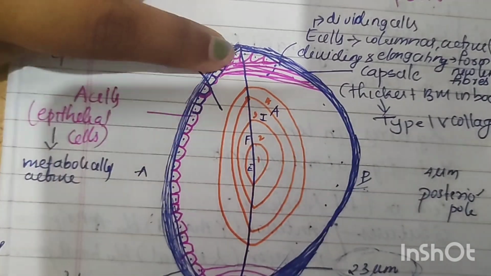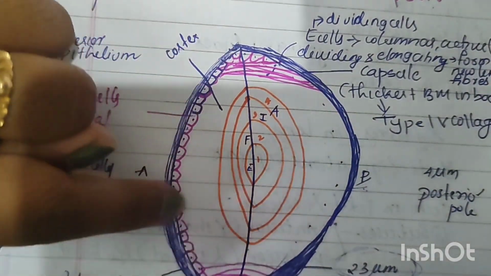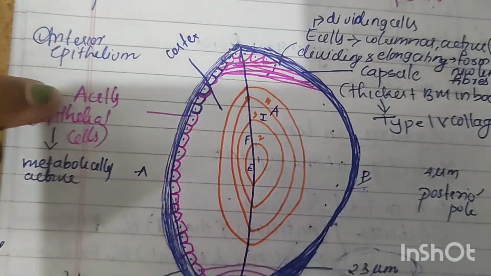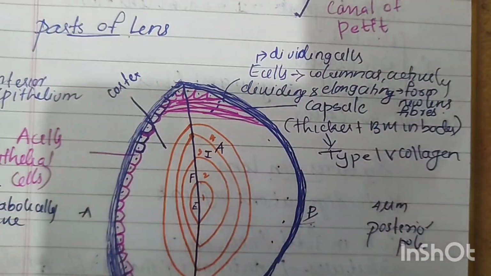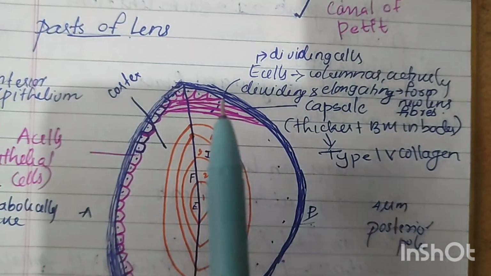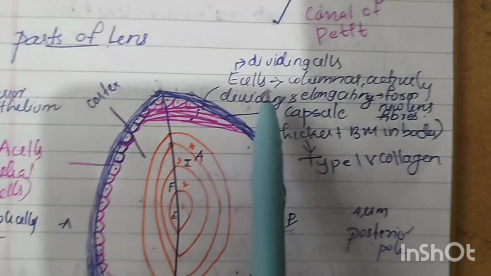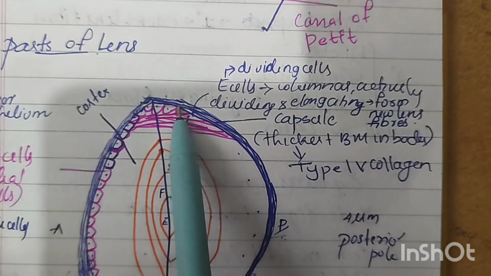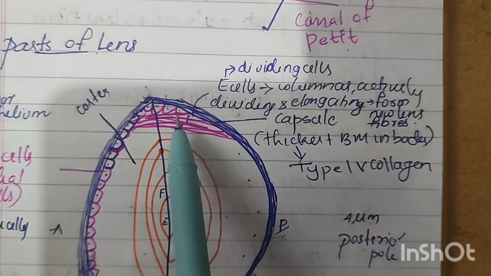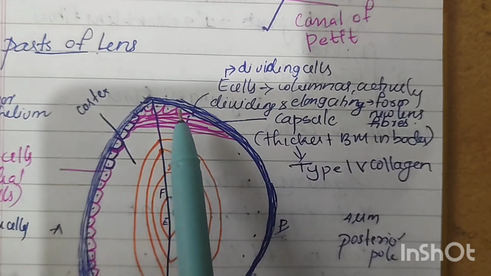First is the A cells, which are seen as a linear segment. The A cells are the first epithelial cells, which are metabolically active, and the second one is the E cells, which are seen mainly at the equator here. These are known as the E cells, and these are somewhat elongated. So these are columnar, actively dividing cells.